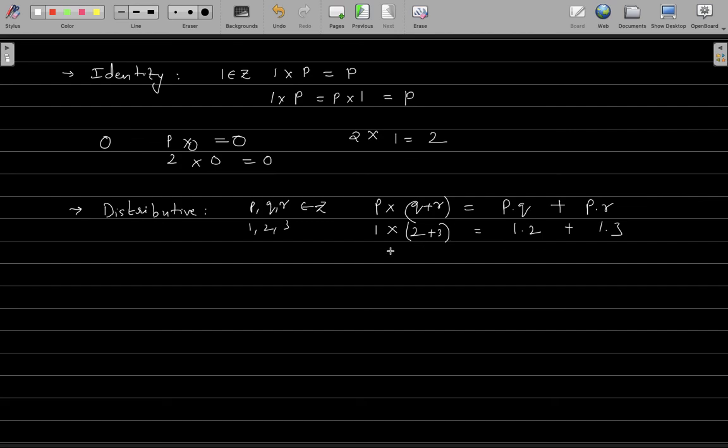Because what is 1 times (2 plus 3)? It is 1 times 5. 1 times 5 is 5. 1 times 2 is 2 plus 1 times 3 is 3. 2 plus 3 is 5 again, which is the same in both the cases. This property is called the distributive property, and we say that the distributive property holds good under multiplication of integers. So these are the main properties of integers under multiplication.